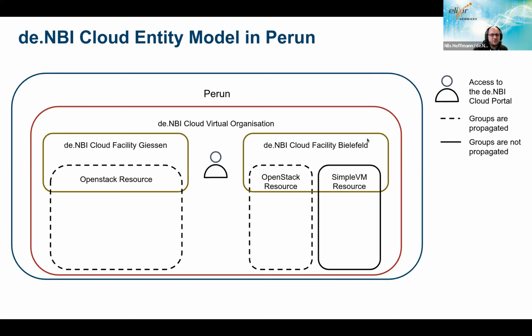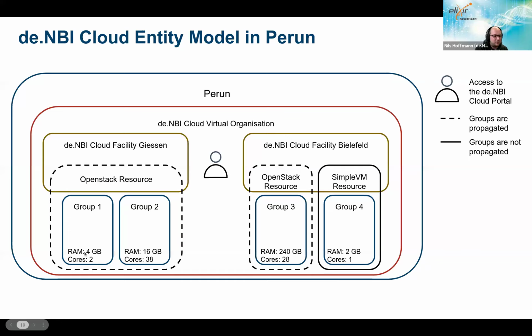For Simple VM, we do it a bit differently. We don't propagate the groups, but we still have the group management within Perun. And then each group, each project basically, has a certain number of resources assigned to it. In this case, this is very simplified. In reality, we would have multiple VMs, for example, that could be defined as a limit here, or resources such as GPU types, but random access memory in this case, or the number of cores for a given project.